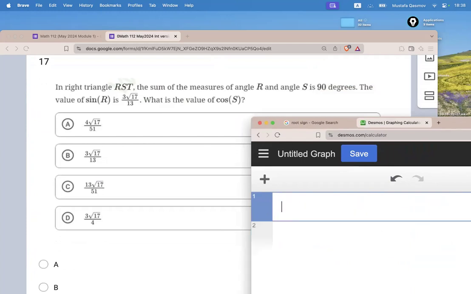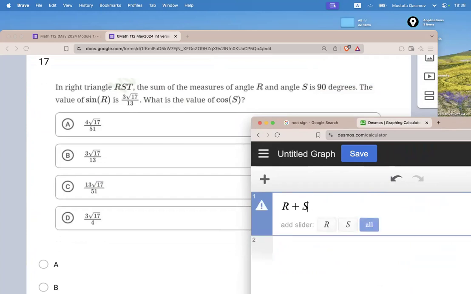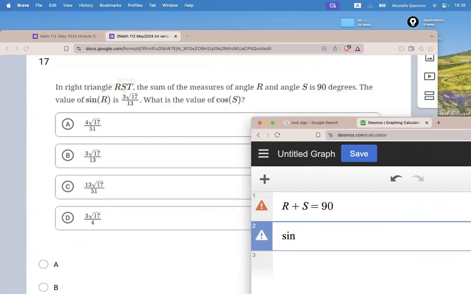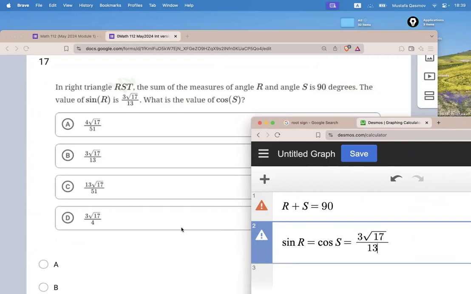Okay, 17. r plus s is equal to 90 degrees. If r plus s is equal to 90 degrees, sine r is equal to cosine s, and it is equal to 3 square root of 17 over 13. So the answer is B.